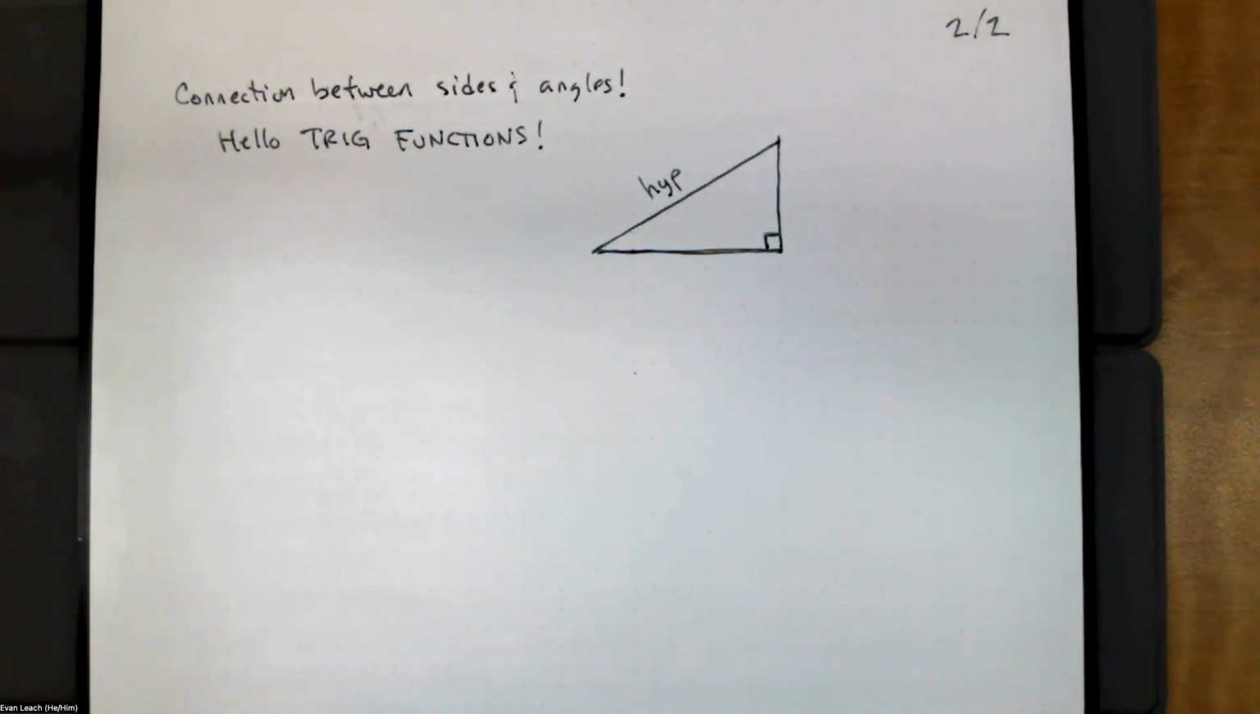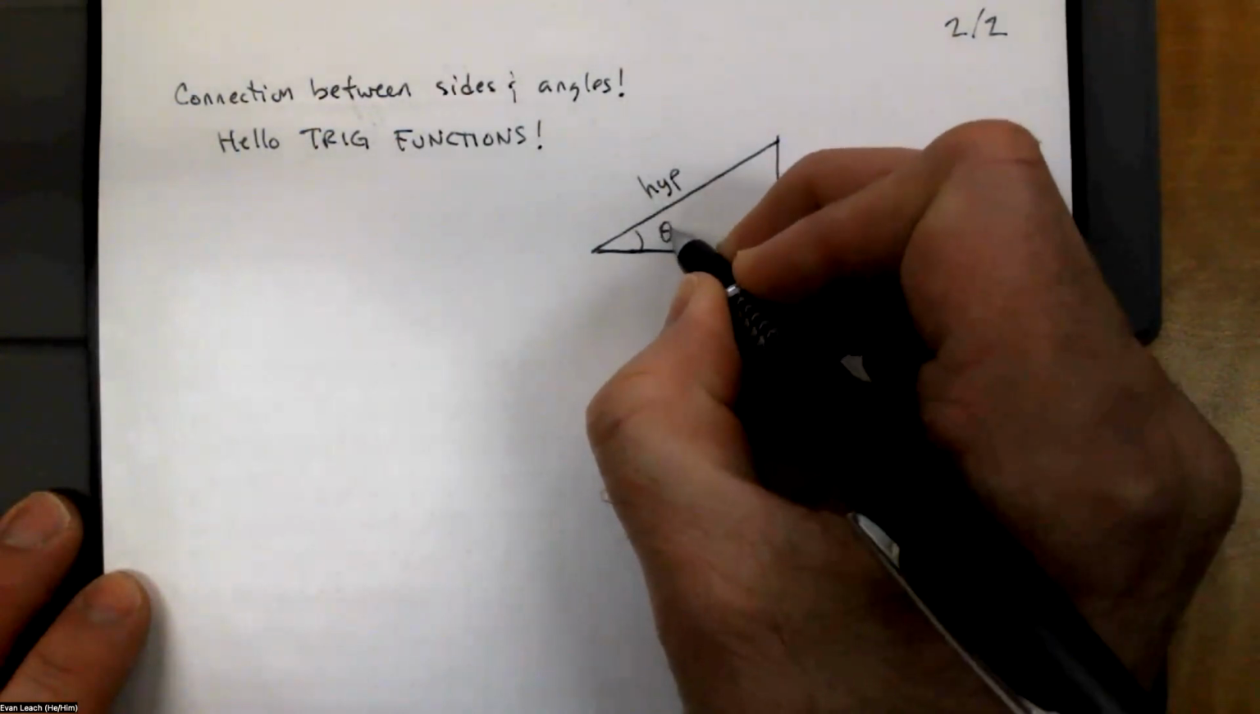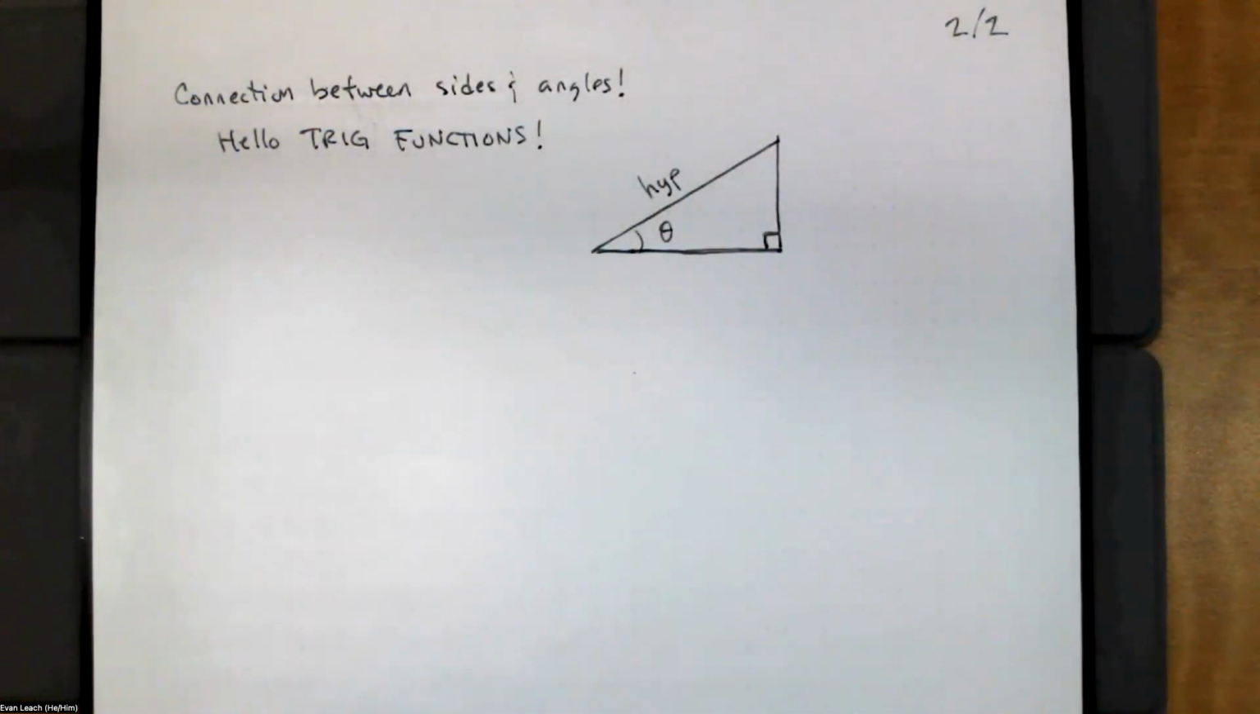I'm going to pick one of the angles and name it. Since I'm only picking one of the angles, I'm not going to do alpha, beta, and gamma. I'm just going to say this angle down here is angle theta. Theta is the most common, right? It'd be like using X. Once I pick one of the angles, I can give distinct names to the other two sides.